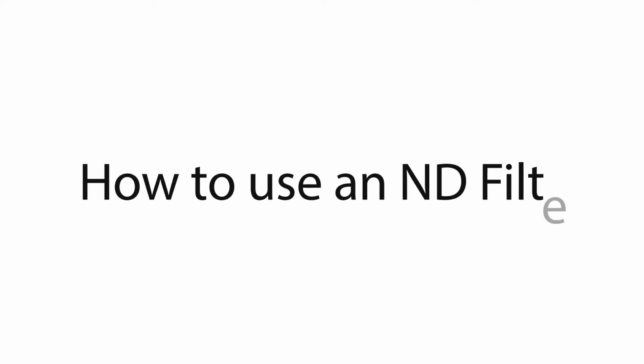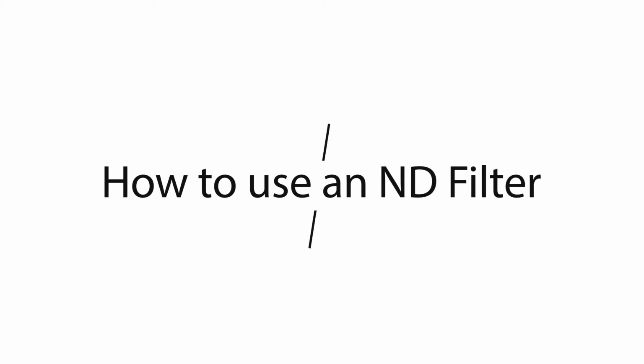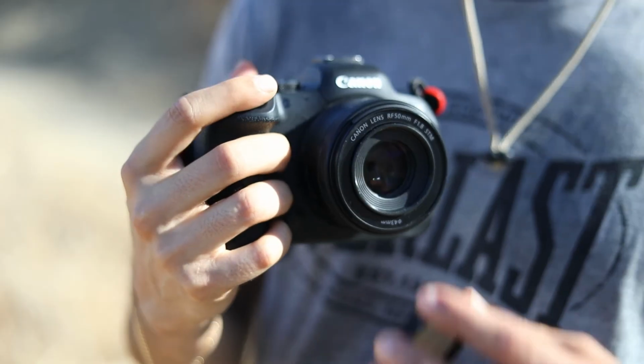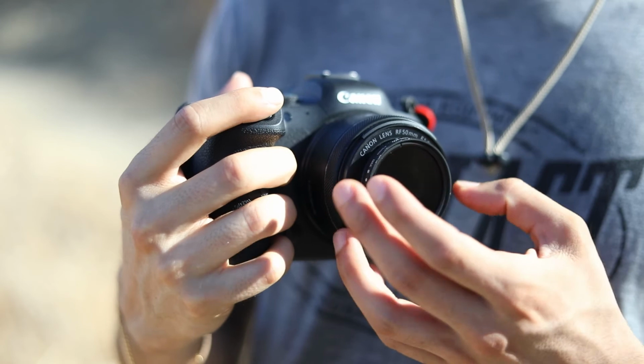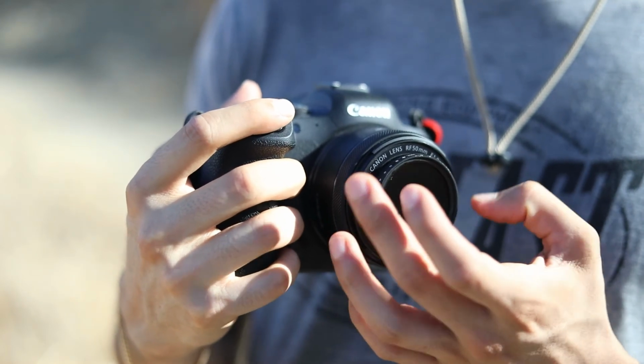Alright, on to how do we use the ND filter. It's really simple. There's little threads at the tip of the ND filter, and all you're going to do is take your lens and thread it on very nicely. You can put it on pretty tight, but you don't want to put it on too tight because it may become difficult to take off later.